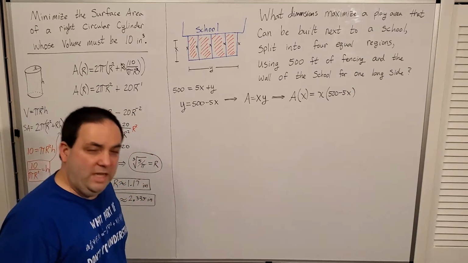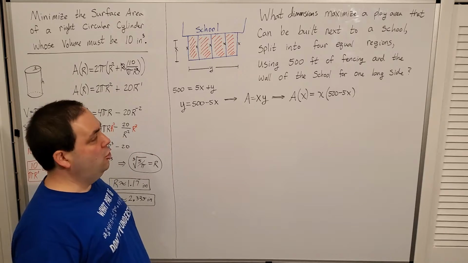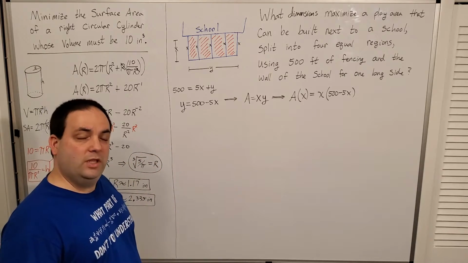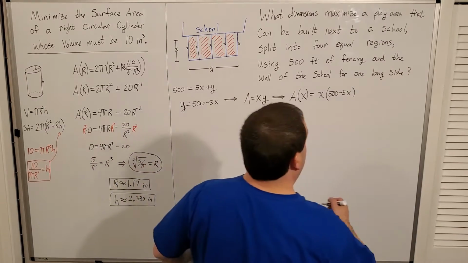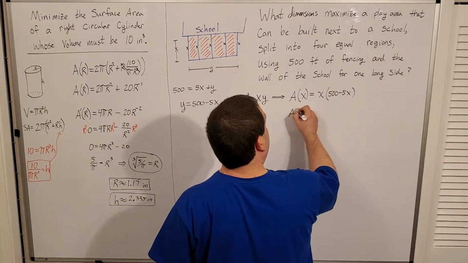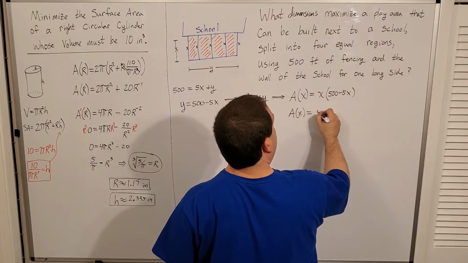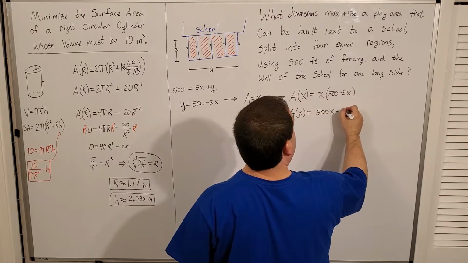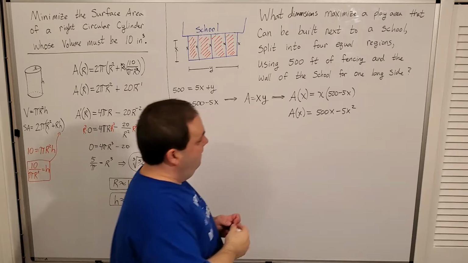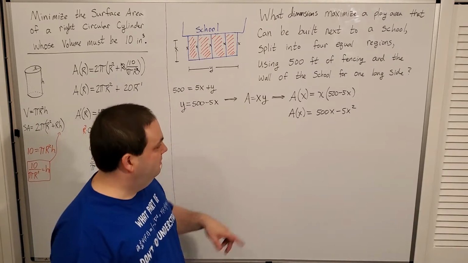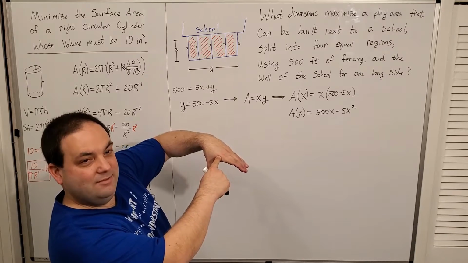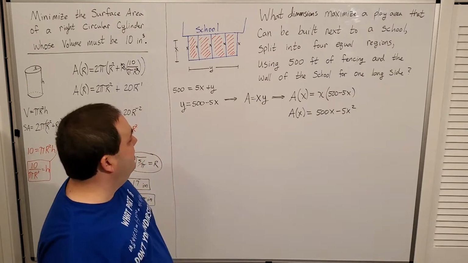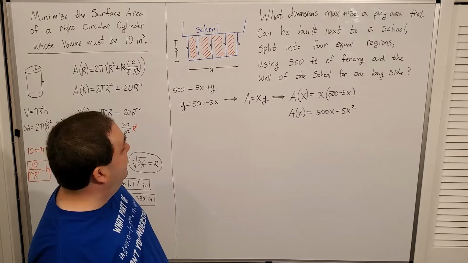You actually don't need calculus for this one. You could do this one without calculus with a little bit of algebra knowledge of that shape. Distribute the X and look at what I'm talking about. A of X is equal to 500X minus 5X squared. That is a parabola facing downward, right? There's a peak. You also have the constraints of a closed interval here.